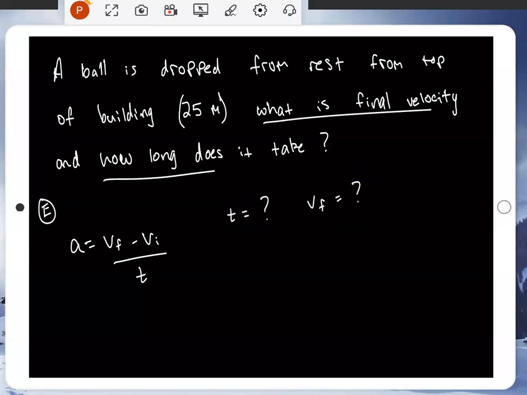Yes. And what do we know? We know VI. What is it? 0. Good, for rest. And then the acceleration is 25 meters. Doesn't have the right units, right? Oh yeah. Okay.